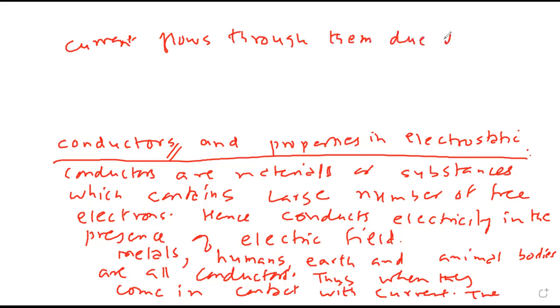Due to negligible resistance. Current always follows the path of least resistance. Just copy this much. So if they ask why a person experiences shock when he touches a wire, because his body is a conductor of negligible resistance, current flows through his body. This property is not that important because we are going to study it in current electricity, but the properties in electrostatics for a conductor are more important.